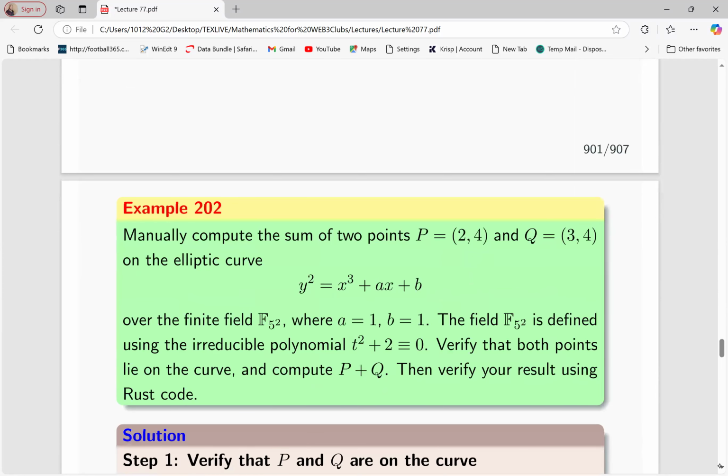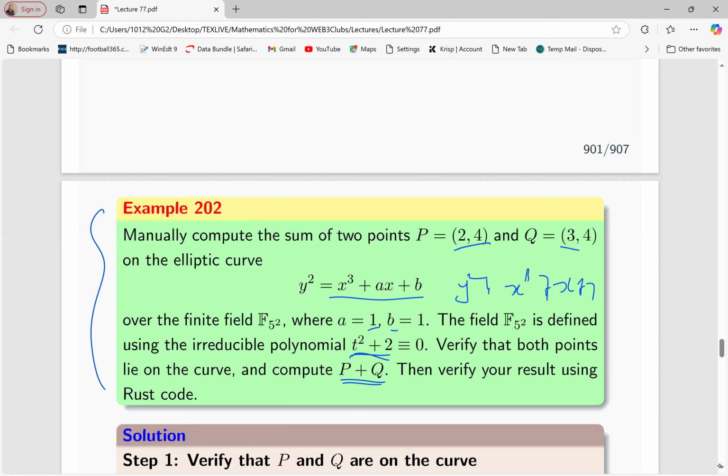Now, I'm looking at the same, this is an example. And in this example, I'm looking at the same curve where a and b are 1, x cubed plus x plus 1. And you're still using the same polynomial. Now I want to see whether I can add P plus Q.